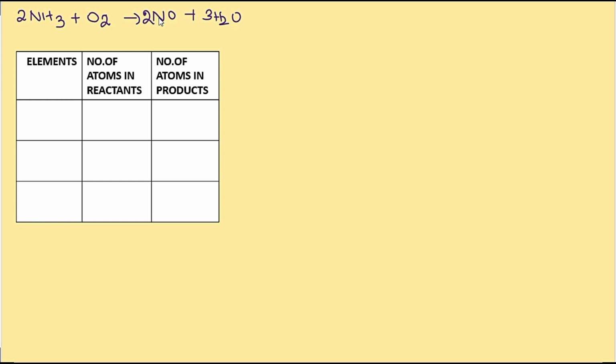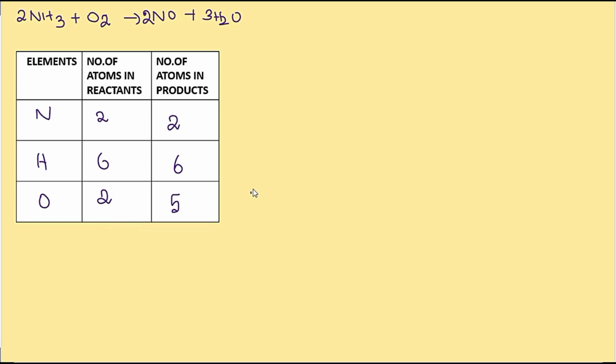So here it is, again we will write nitrogen, hydrogen, oxygen. Nitrogen is 2, hydrogen is 6 and oxygen is 2, and for here number of atoms in products, nitrogen is 2, hydrogen is 6 and oxygen is 2 plus 3, that is 5. Now here mismatch lies in oxygen. So here 2 is not a multiple of 5, 5 is not in the multiplication table of 2. So what can be done?